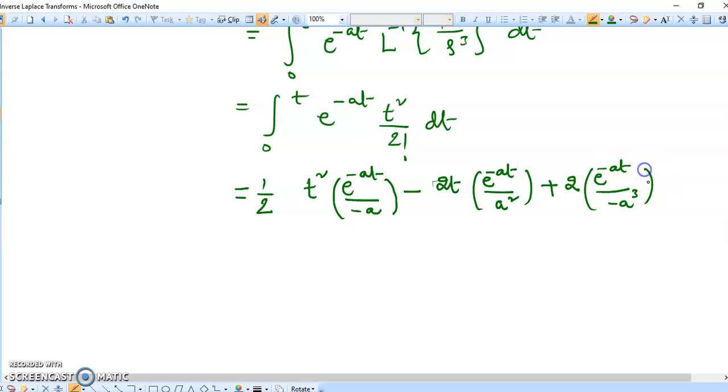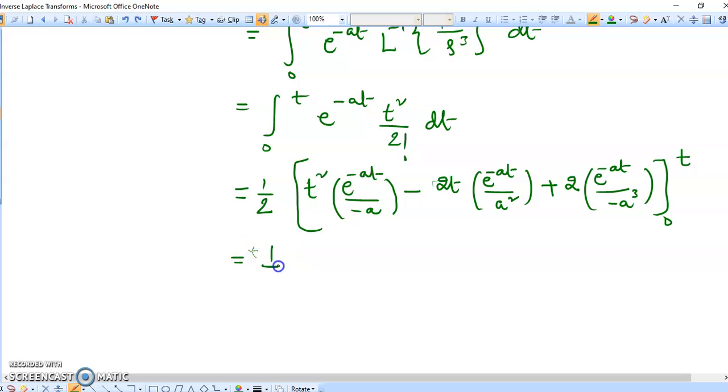The limits are from 0 to t. So this is the integration by parts, Leibniz rule for integration by parts. First I have chosen t square, e power minus at by minus a, and then t square derivative 2t. Whatever I have kept here within the brackets for this particular term, integration is carried out. Next, for this particular term, integration is carried out, and so on it continues.